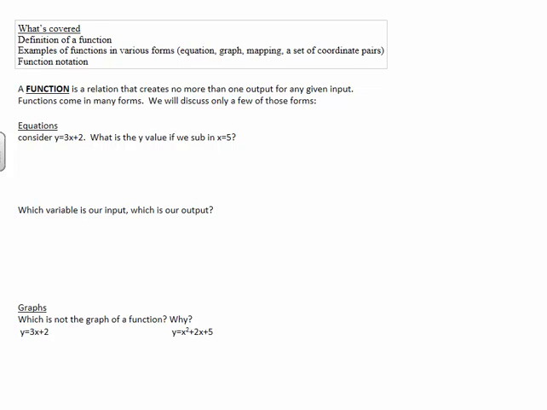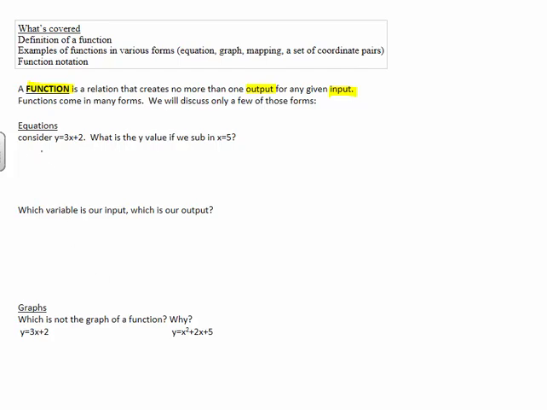Now that we're in Chapter 2, which is Introduction to Functions, and the course is also a function course, we should probably start to look at what the word actually means. So our definition here: a function is a relation that creates no more than one output. We'll highlight these keywords in here: for any given input. Functions come in many forms, and we're going to discuss them through the lesson today.